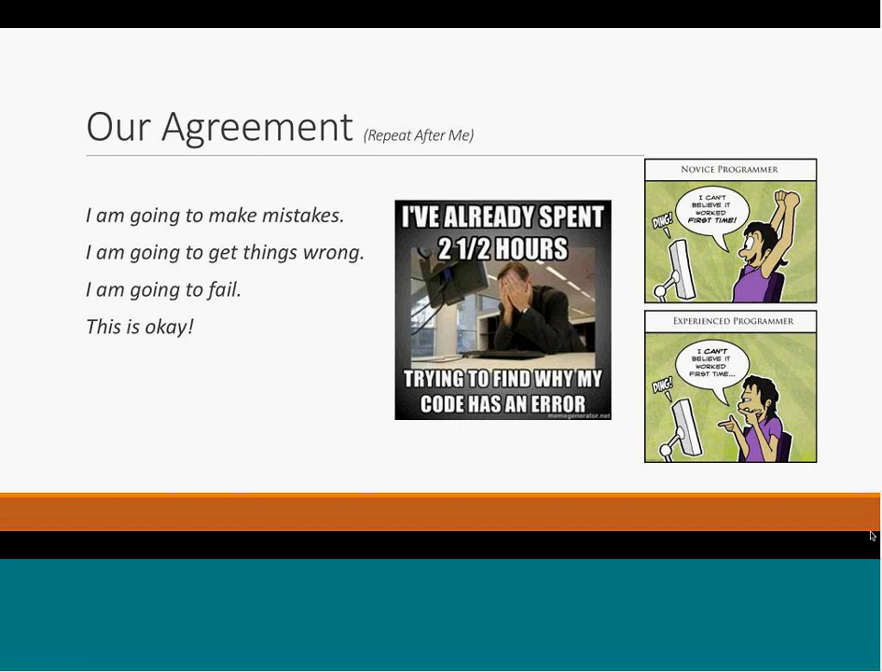Everyone, repeat after me. I make mistakes. I do things wrong. I fail. This is important because I can tell you as a programmer, you will spend the majority of your time failing over and over and over. As this cartoon says, you will spend 2.5 hours looking for an error thinking that you are stupid. It is literally a semicolon. That does not make you a bad programmer. Just know that it happens.